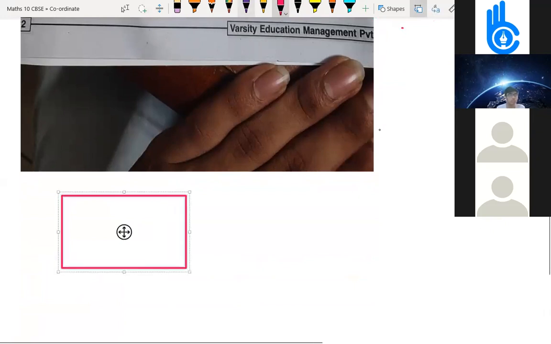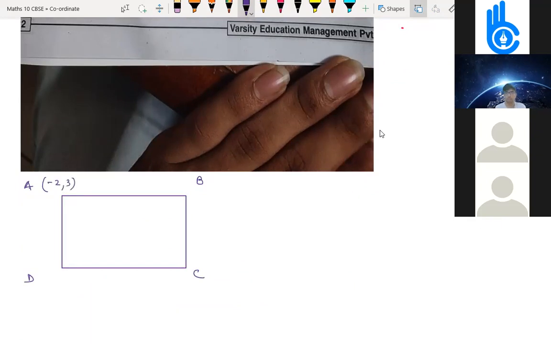See, this is a parallelogram. Tell me the coordinates. What was there? You know, Samarth. Yes, sir. A is (−2, 3), B is (6, 7), and C, I think, is (8, 3). So D we should find. (x, y).